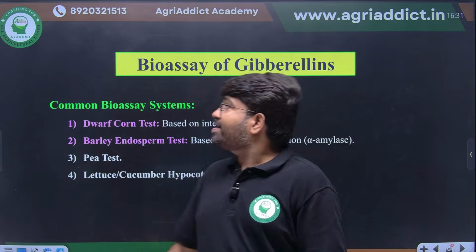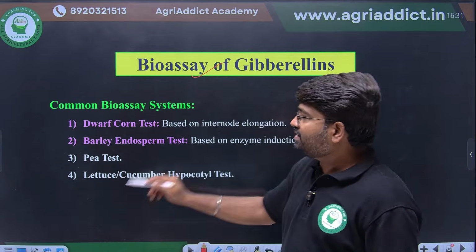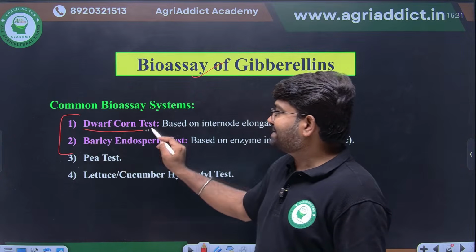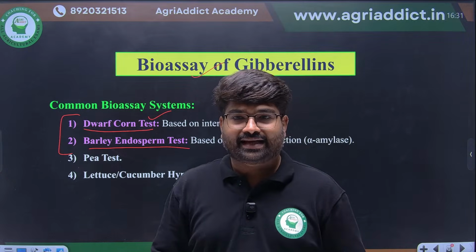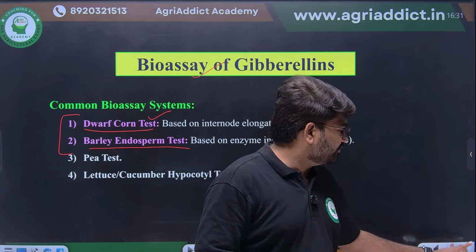Now we are going to see the bioassay. In bioassay, the most important ones are the dwarf pea test and barley endosperm test. These are the major examples for bioassay of gibberellic acid.